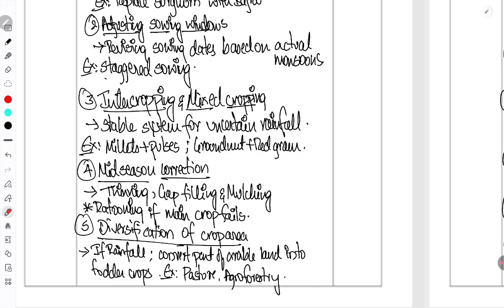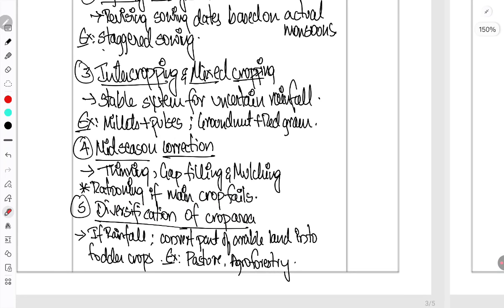After that, we have mid-season correction, like thinning, gap filling and mulching, which are done after the crop season has started. We can also follow ratooning if the main crop fails. I hope you understand, right? Then diversification of the crop area: if there is a lack of rainfall, or the rainfall is abrupt or delayed, convert part of the arable land into fodder crops, which ensures minimum economic returns to the farmer.